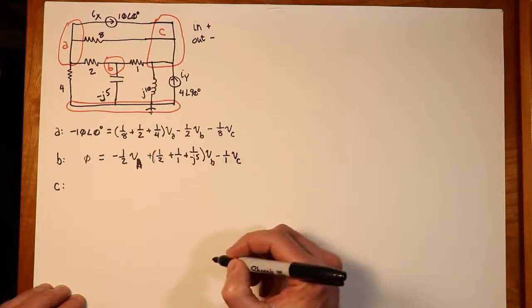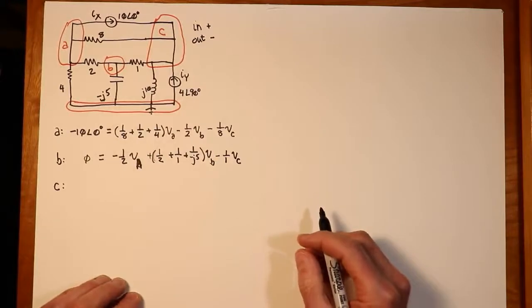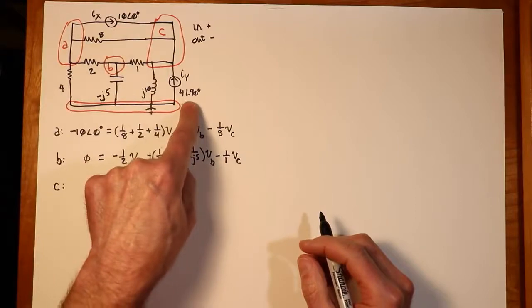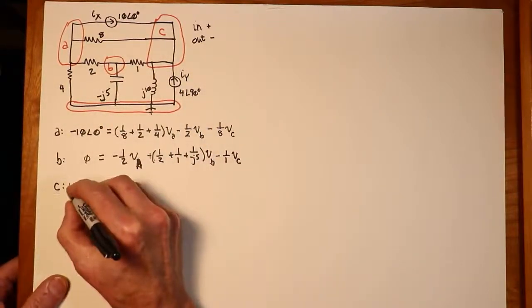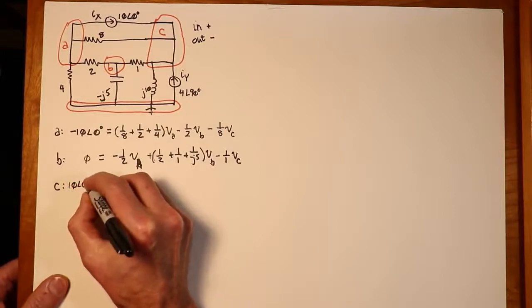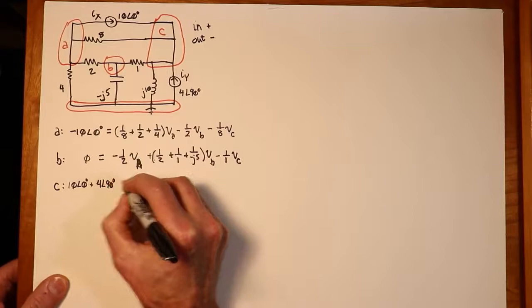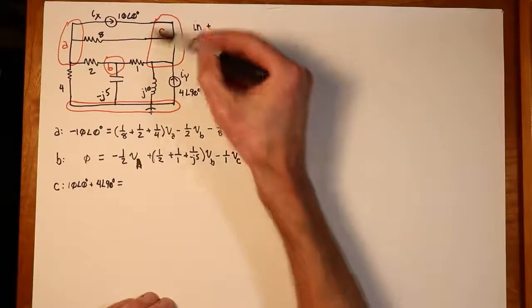All right, now let's turn our attention to node C. What do we have in terms of fixed current sources out there? Well, there's this entering current, 10 amps. We have this 4 amps at 90 degrees also entering. So I'll just add those together: 10 at an angle of 0 plus 4 at an angle of 90.